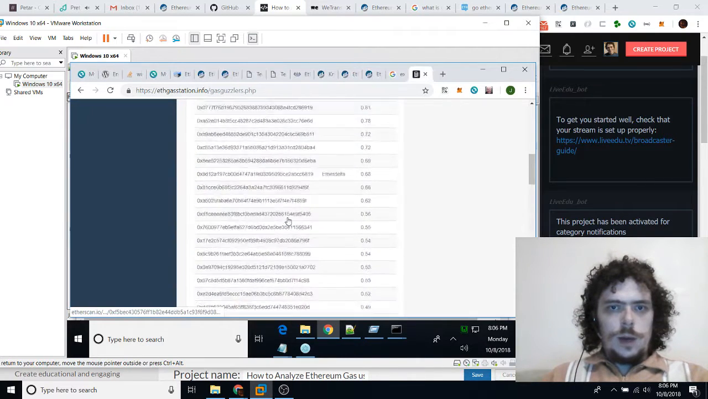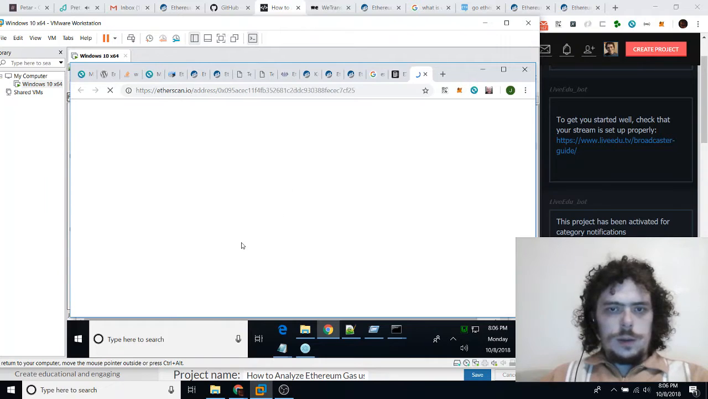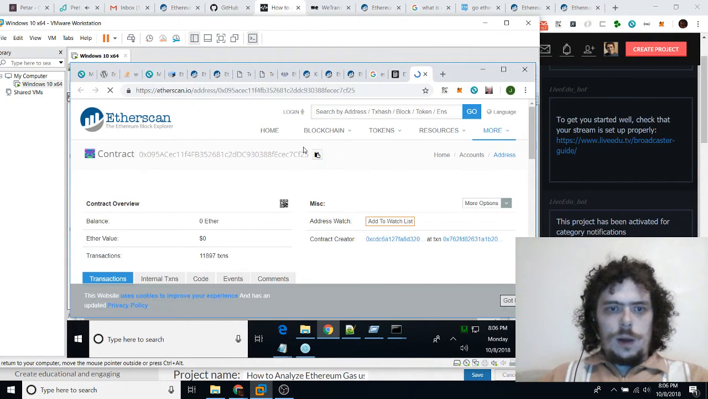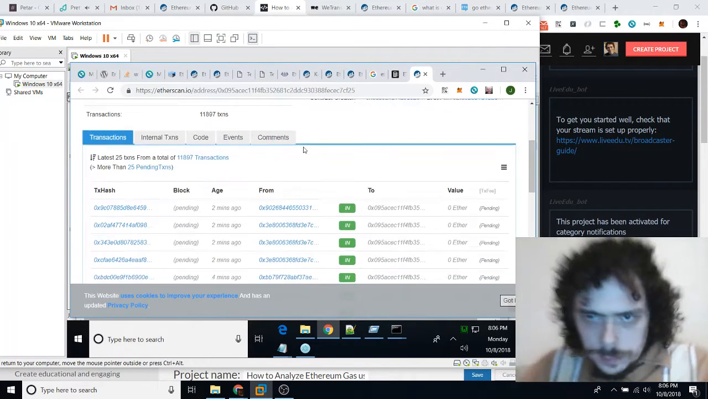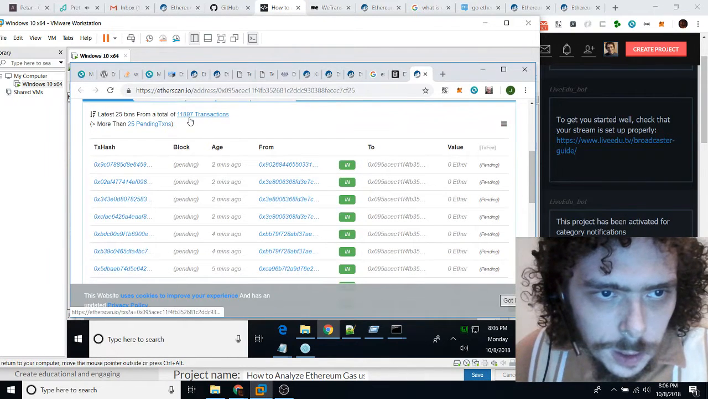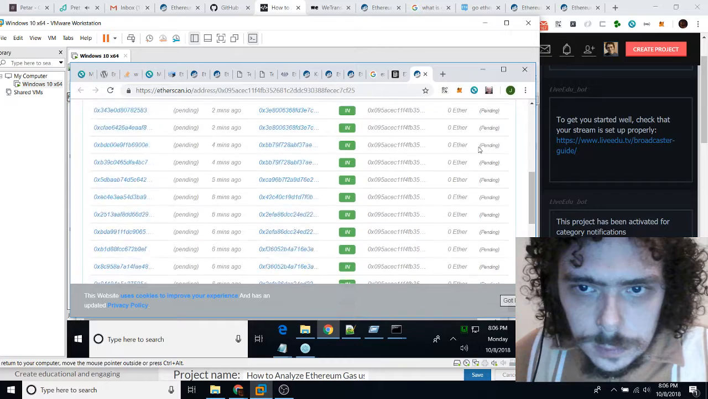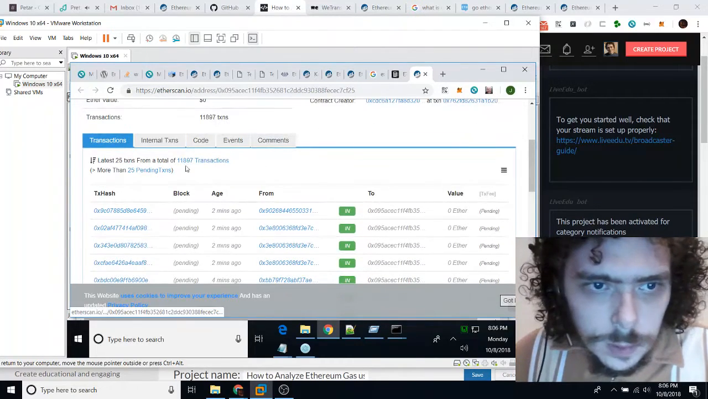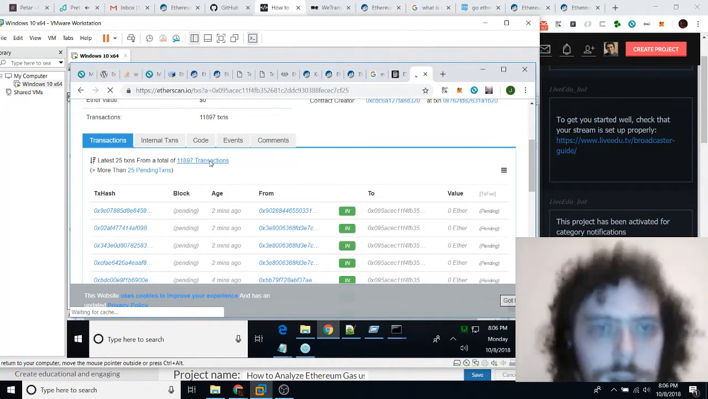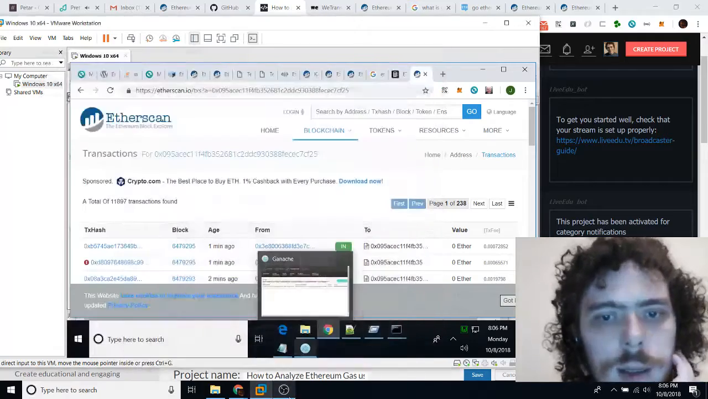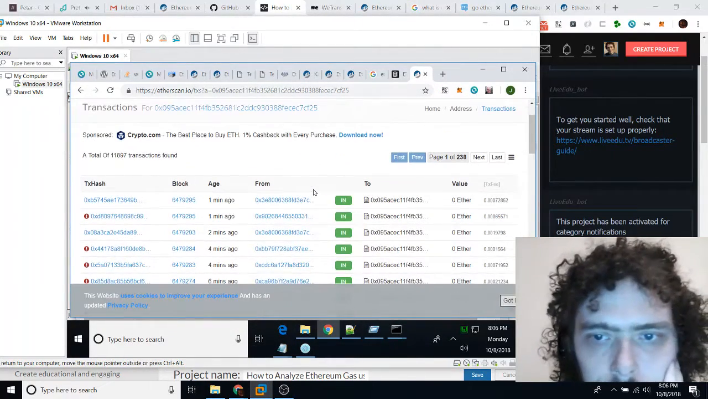So the top gas burner here is a contract. It's using 5% of all gas in the network. So that means it's probably an ICO that's live right now, I'd imagine. So let's see if we can find transactions that have confirmed and see if people are having a gas war to pay enough gas to get in this ICO. That's what I assume is happening.